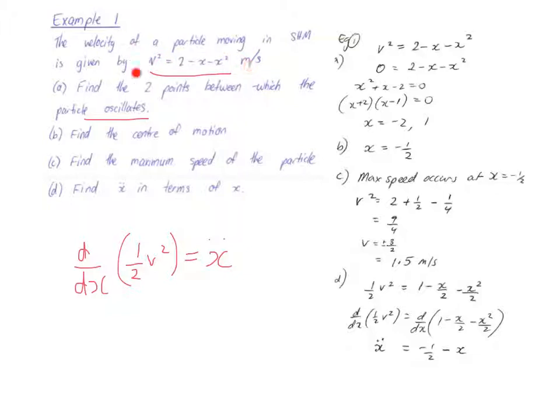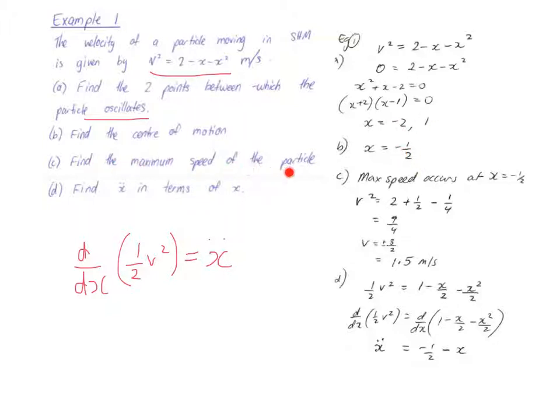And that's easy because we've got an equation with velocity, make that equal to 0 and solve for x. So that's what I've done here. You get the 2 endpoints there. Find the centre of motion. The centre of motion will just be halfway between the 2 endpoints, the midpoint of -2 and 1.